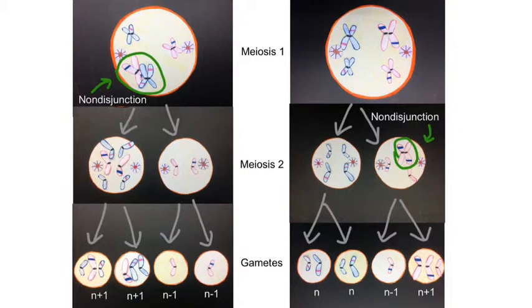When non-disjunction occurs in meiosis II, one cell does not split properly. This causes one cell to have n+1 genes and one cell to have n-1 genes, but the other two cells are perfectly normal.